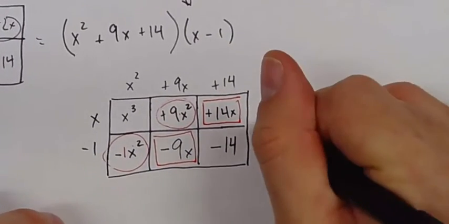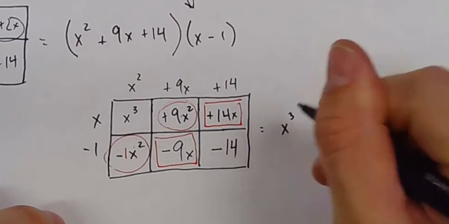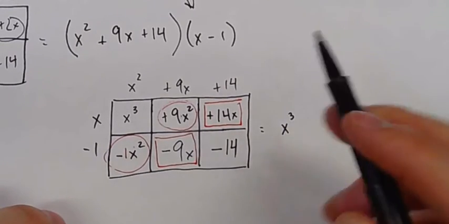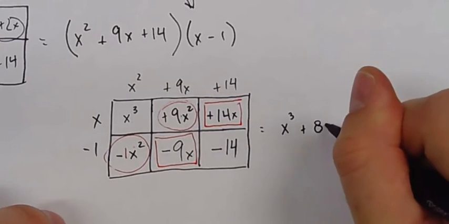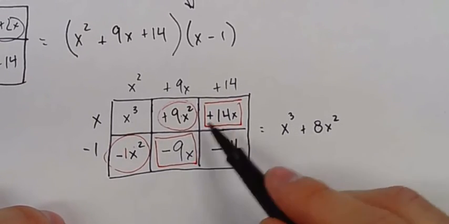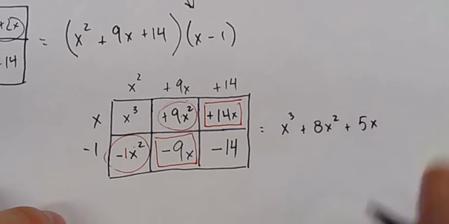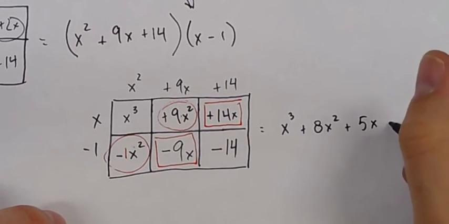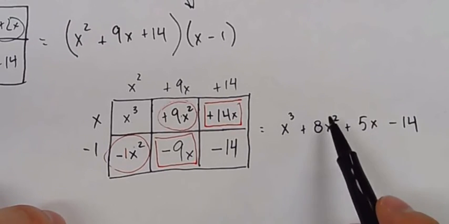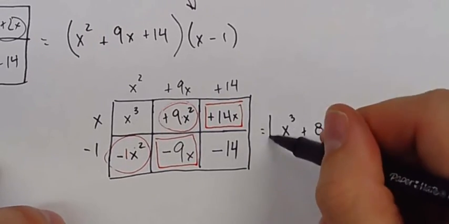All right. Okay, standard form, x cubed, or x to the power of 3. 9x squared minus 1x squared, so 9 minus 1 is a positive 8x squared. 14x minus 9, 14 minus 9 is 5x, and then just minus 14. That's in standard form, right? Decreasing degree, and then there's no other like terms here. So this is our answer.